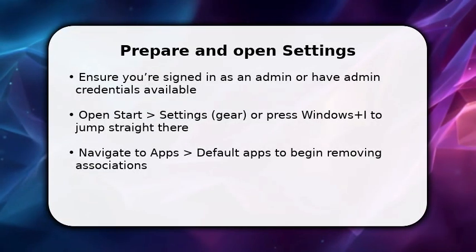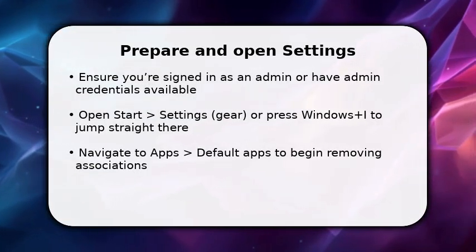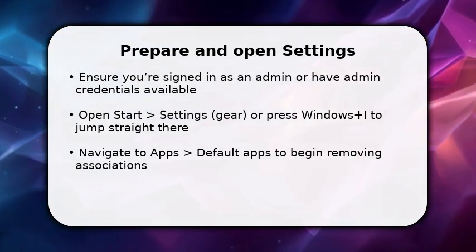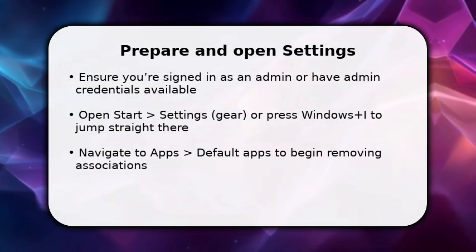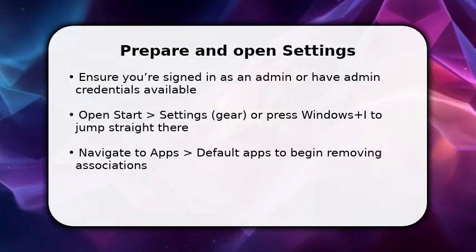You'll start by confirming you have administrative access because changing associations can require elevated rights. Once you're signed in, open Settings quickly with Windows plus I. It's faster than hunting menus.